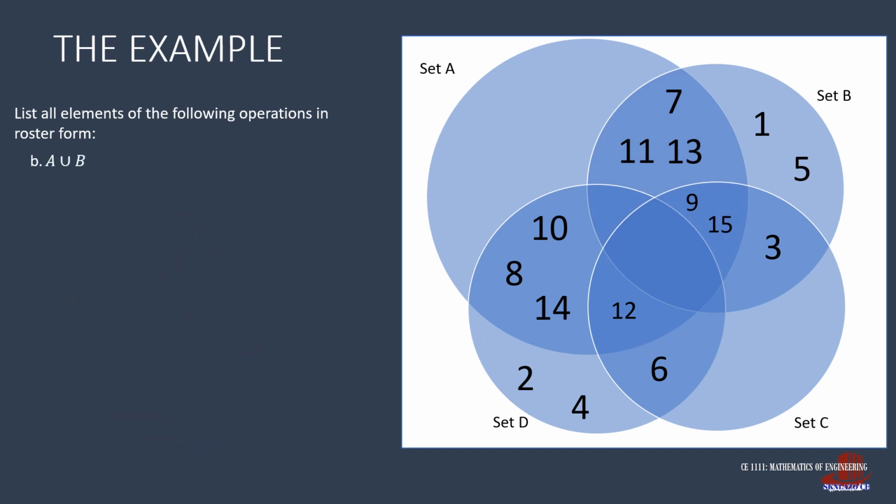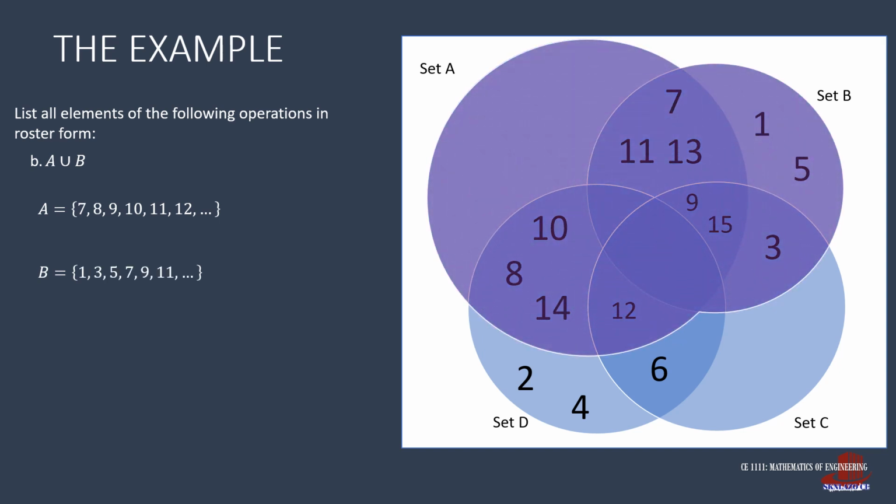The second requirement is the union of sets A and B. Since most elements of set B are found in A, you can have the union as set A, then add the first 3 elements from set B, the elements 1, 3, and 5.